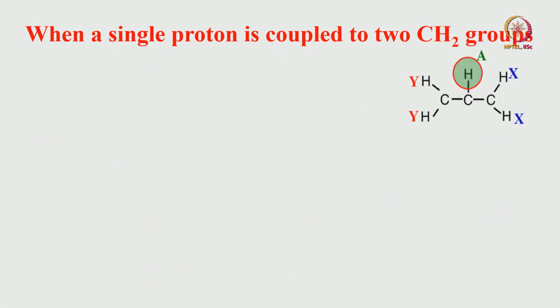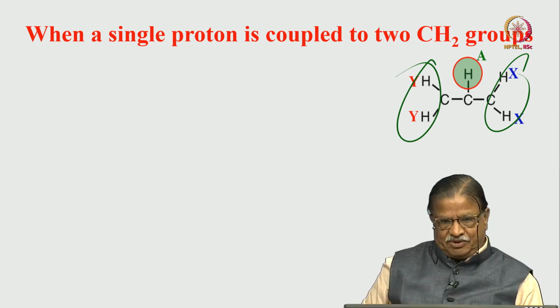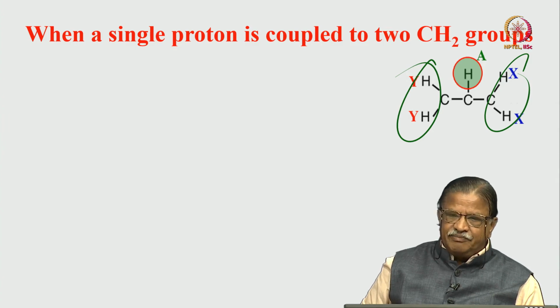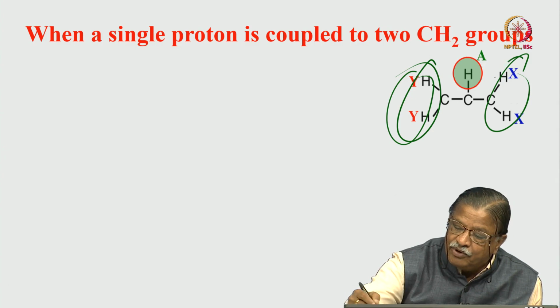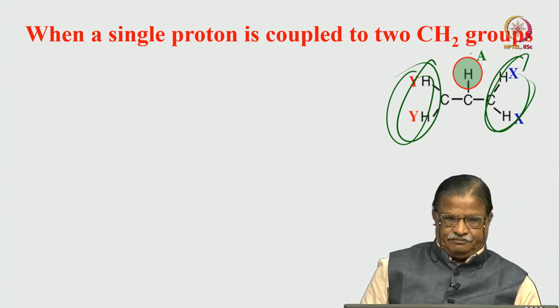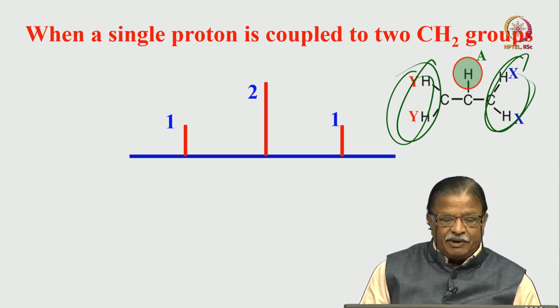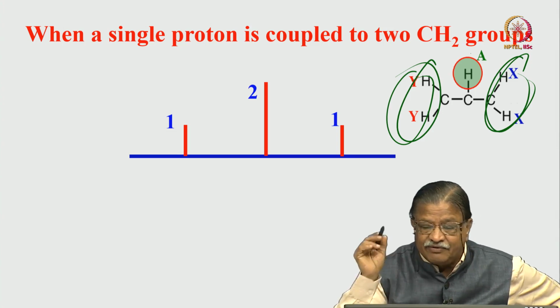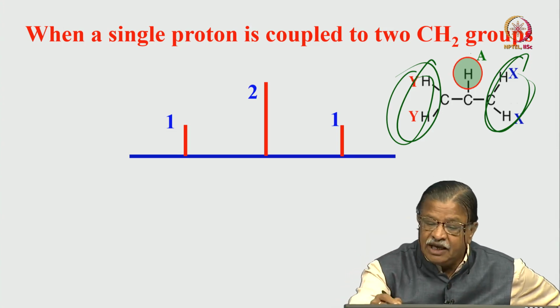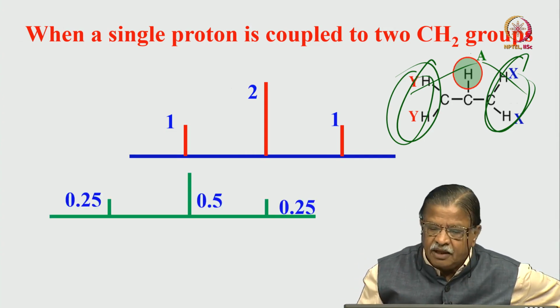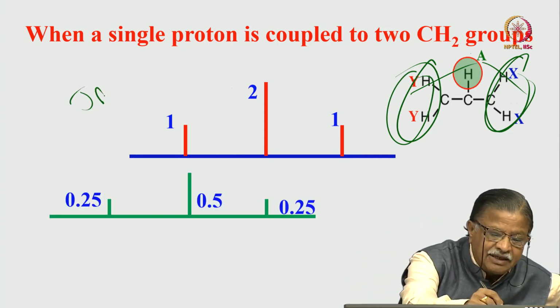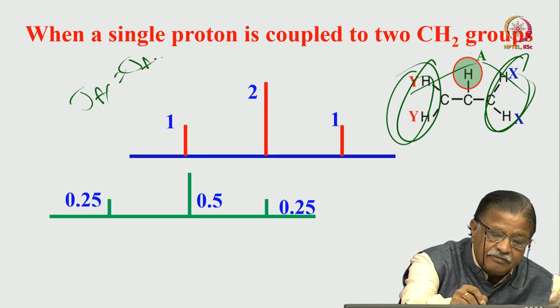What happens if this proton is coupled to two CH2s? One proton is coupled to two CH2s. That is also interesting. Earlier I took the example of CH and CH3, but now I am taking the example of both CH2s coupled to this proton A. What will happen? When this is coupled to one of them, again I assume the condition JAX equal to JAY, the couplings are identical, that is my condition.